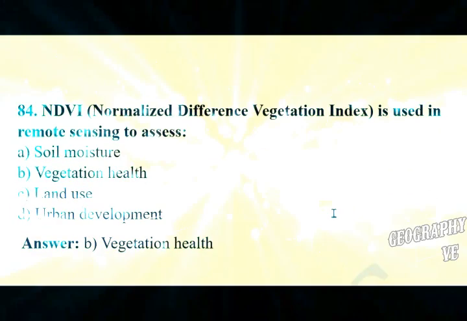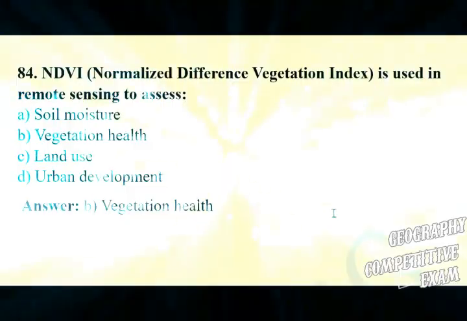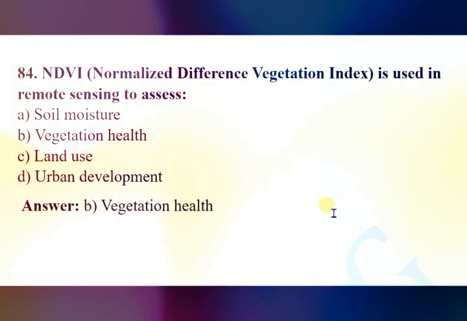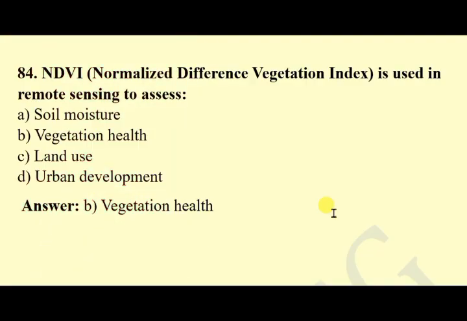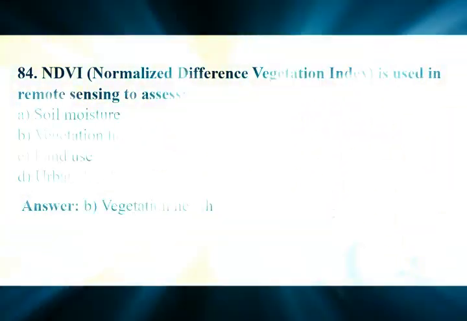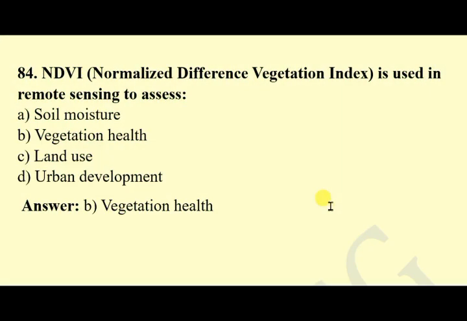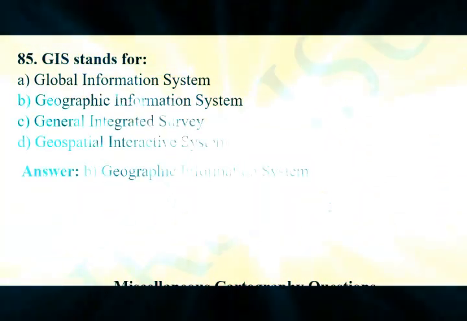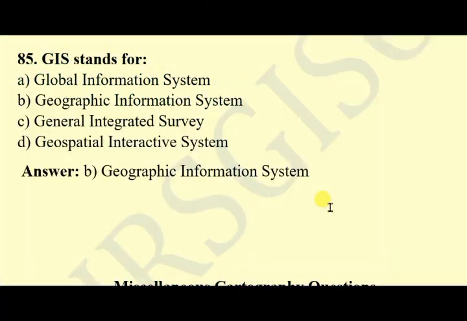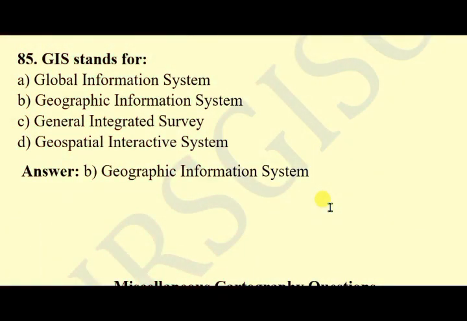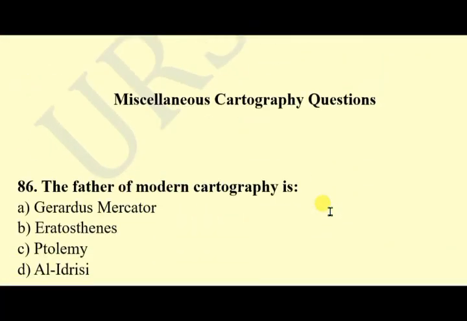Question number 84. NDVI, Normalized Difference Vegetation Index, is used in remote sensing to assess soil moisture, vegetation health, land use, urban development. The right answer will be vegetation health. Normalized Difference Vegetation Index, it is an index for vegetation monitoring. Question number 85. GIS stands for Global Information System, Geographic Information System, and General Integrated Survey Geospatial Interactive System. And the right answer will be Geographic Information System.